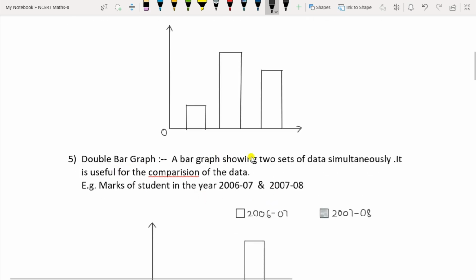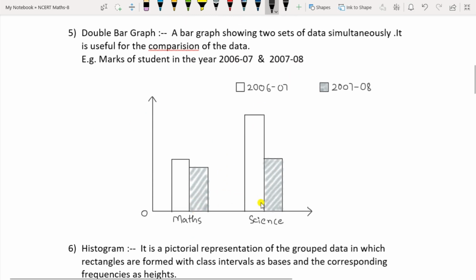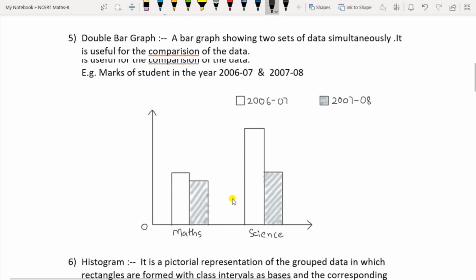Double bar graph: two sets of data simultaneously. Here the bar graph is shown having two sets of data simultaneously. That is, it is useful for the comparison of the data. For example, marks of a student in the years 2006-7 and 2007-8. So these are the marks of a student in maths and science. The white one is 2006-7 and the shaded one is 2007-8. So this is called a double bar graph. This is used for comparison purposes.